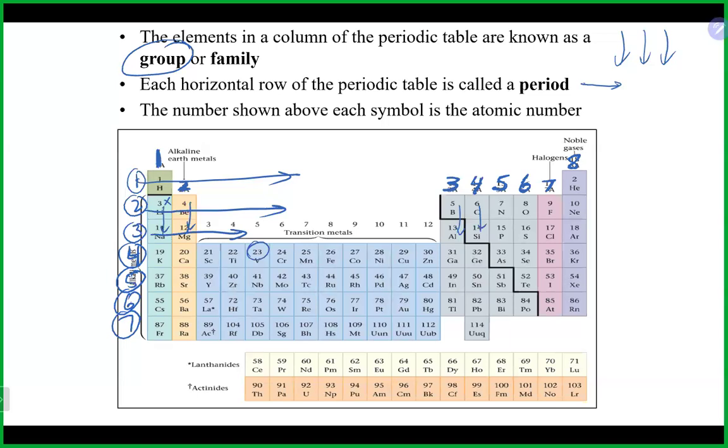It can. For example, the two rows on the bottom are sometimes referred to as the lanthanide and actinide series, so it can, but most of the time people call them periods. Usually they'll refer to those two bottom rows as series. But it basically means the period going left to right. Other questions?